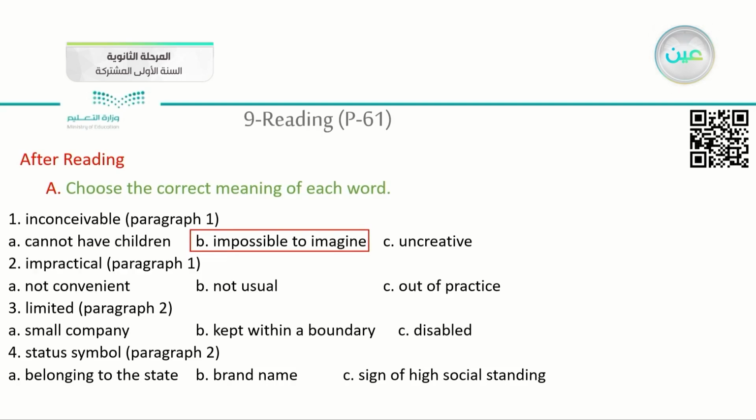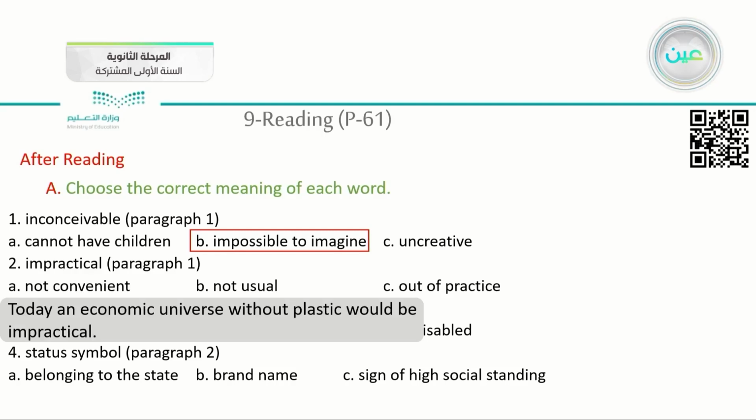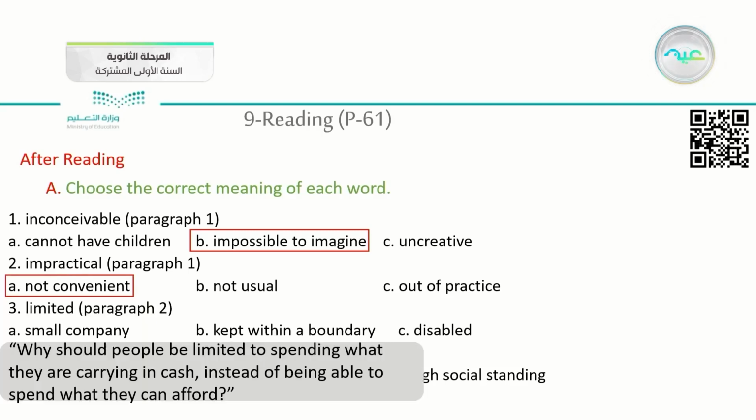Then, impractical. What did they say? Today, an economic universe without plastic or card would be impractical. If you go out without your card, it is impractical. It means not convenient, not easy. Limited. What did they say? Why should people be limited to spending what they have, what they carry in cash, instead of being able to spend what they can afford? What do we mean by limited? Kept within a boundary. Why am I going to be only limited with the cash I have?